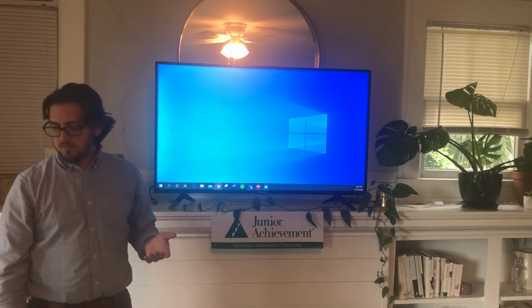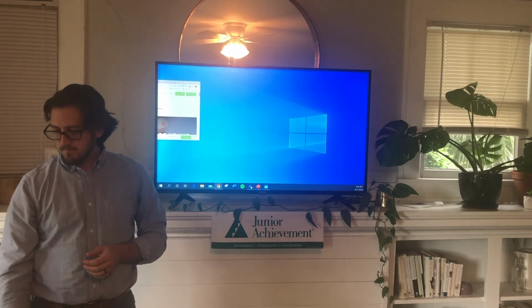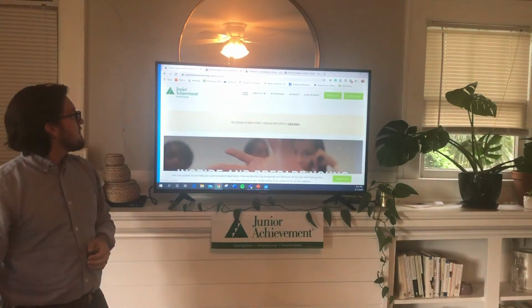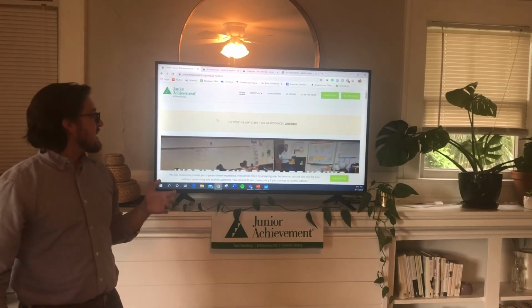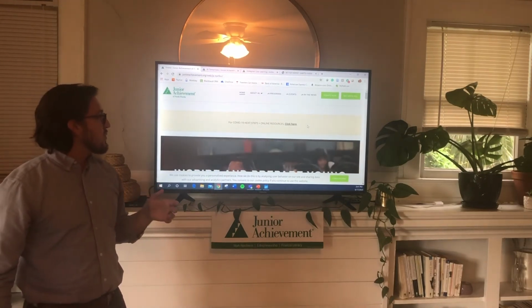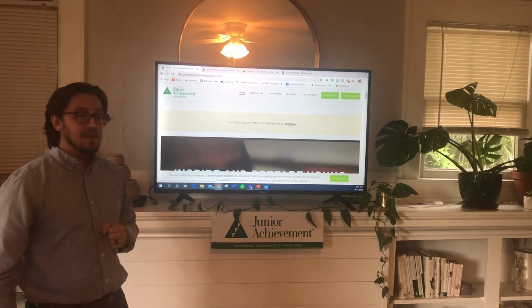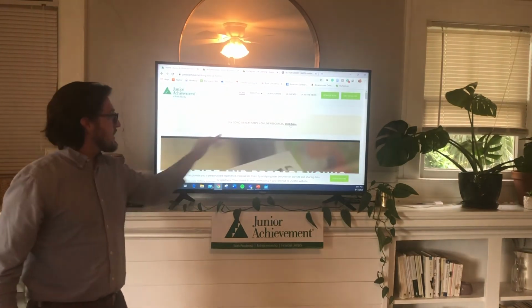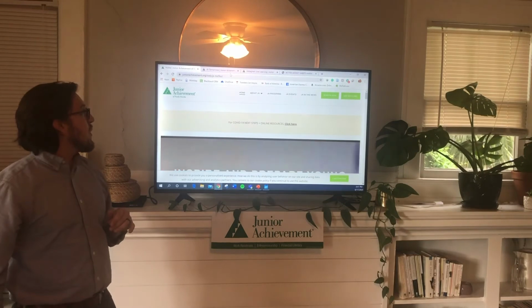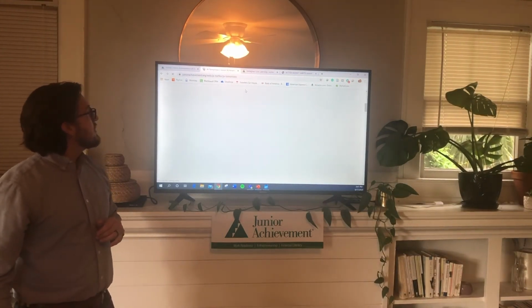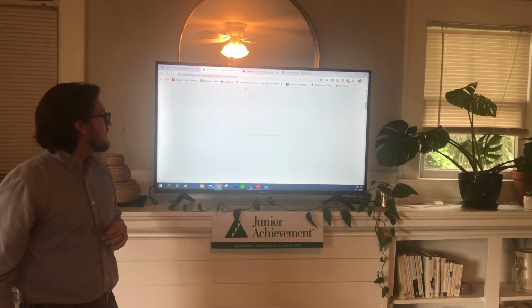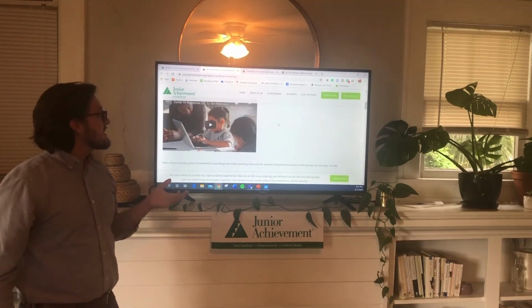So with your computer, type in www.janfl.org. And it'll bring you to this site. As you can see, there is a large yellow banner with the words that says click here. Go ahead and click here. It will bring you to a whole new page. We're going to let that load. We'll bring you to this page.